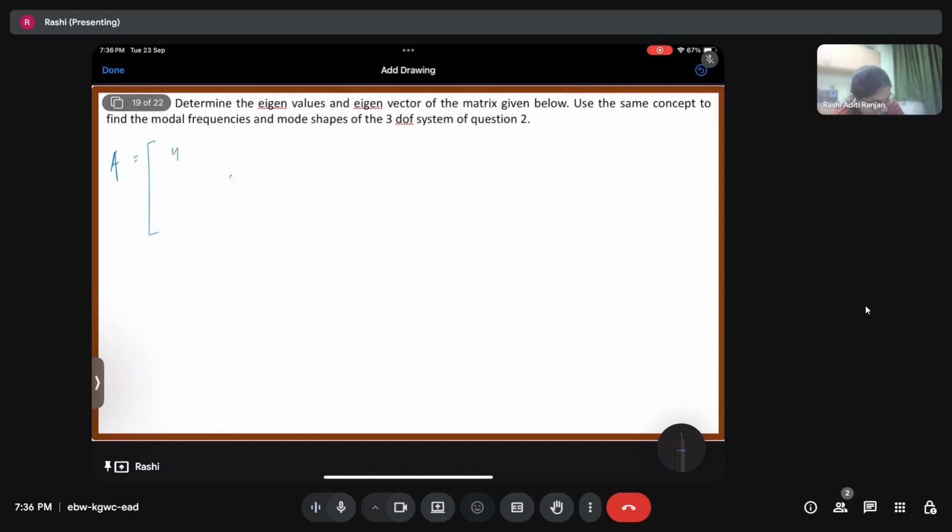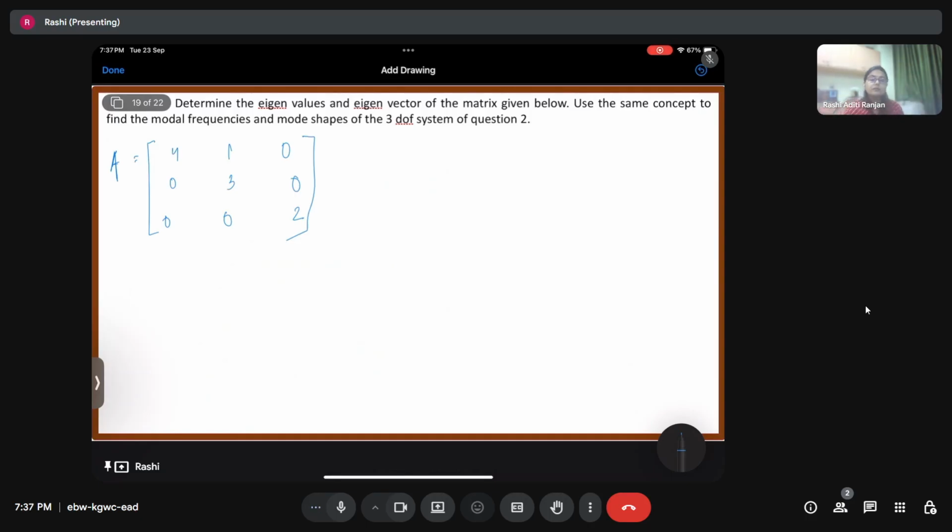4, 3, 2, 0, 0, 0, 0, 1, 0. I've taken a simple matrix basically because I have to give you the concept of how we are using this to find out the modal frequencies and mode shapes.